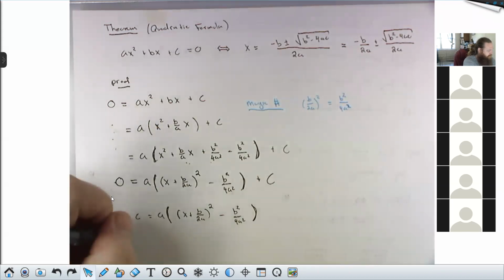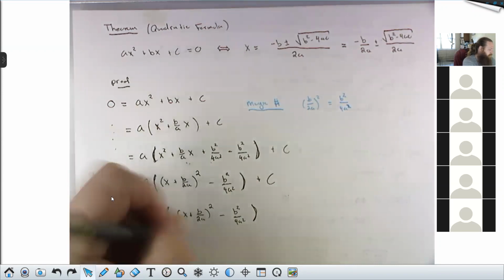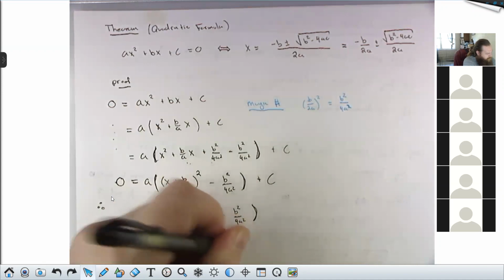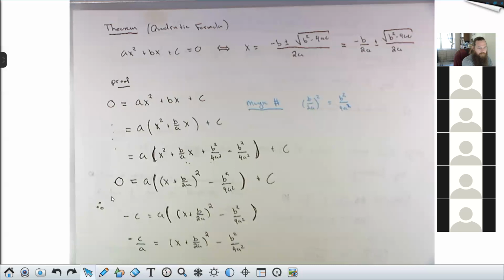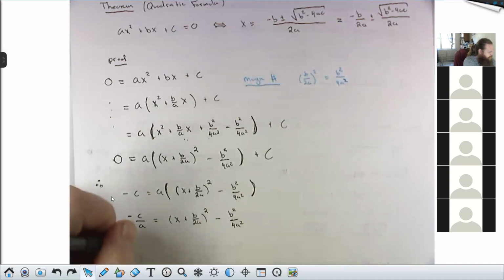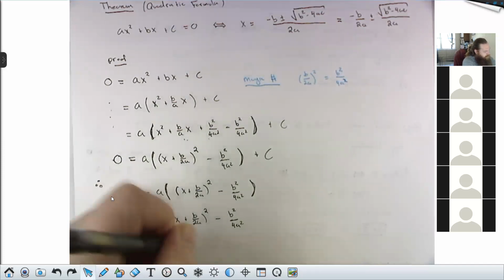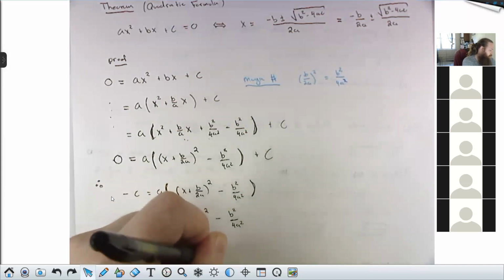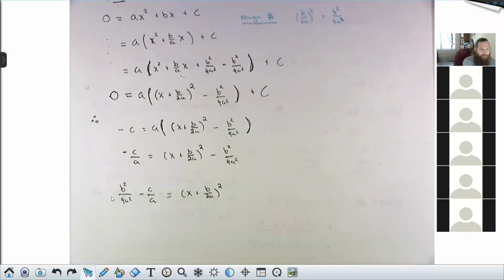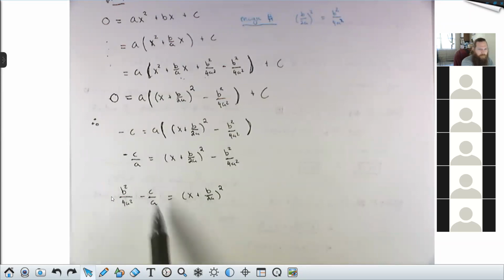And I'll divide both sides by a. And that gets rid of those big parentheses. Then I'm going to add this term to both sides. And that gets me here. My next big step is going to be getting rid of this square, which will mean taking square roots. Before I do that, let me put these two together with a common denominator.